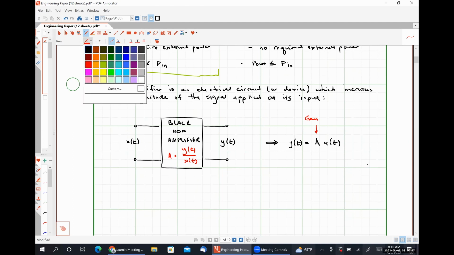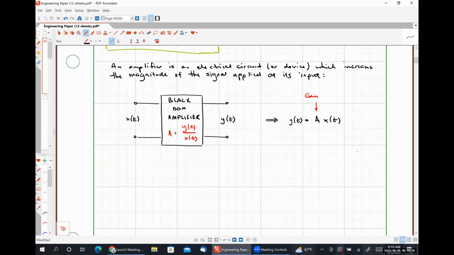Okay. So I'm going to make a little table here. I'm going to put the input quantity on the left, the output quantity here in the middle, and the amplifier type over here on the right.